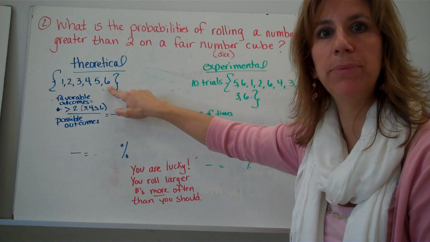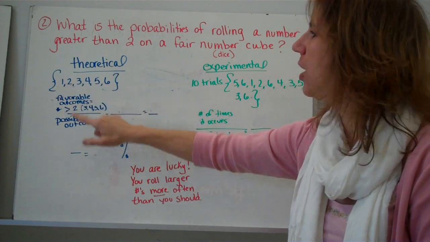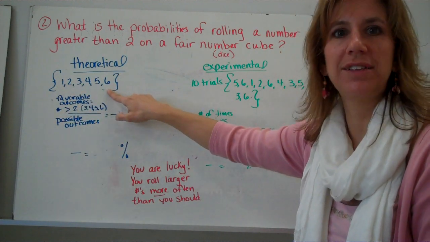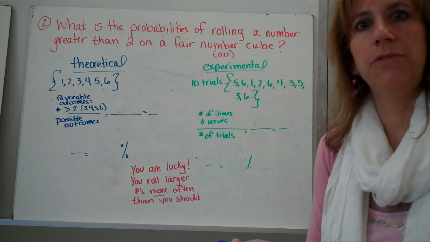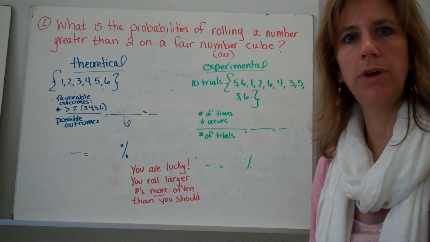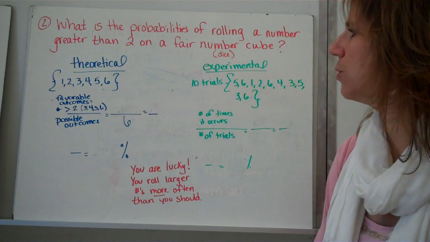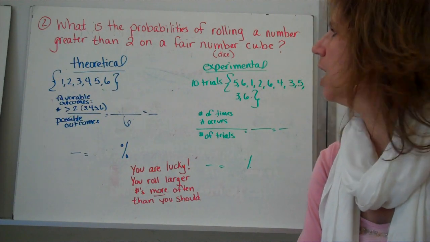We call this our sample space, curly brackets, okay? All right, so our sample space tells us all the things that could happen. Possible outcomes, there's 6 different numbers on the number cube, so there are 6 different numbers that we could roll, right?